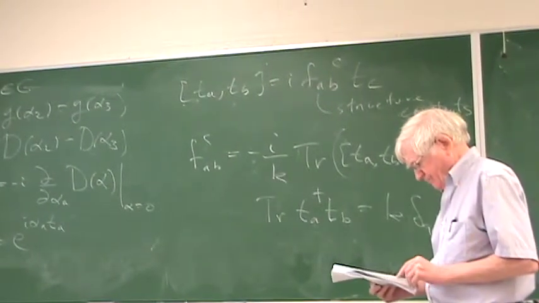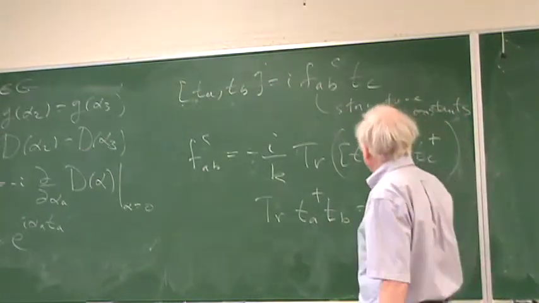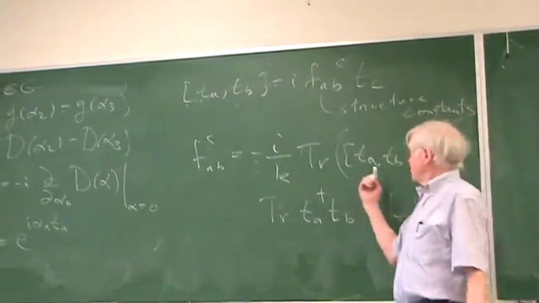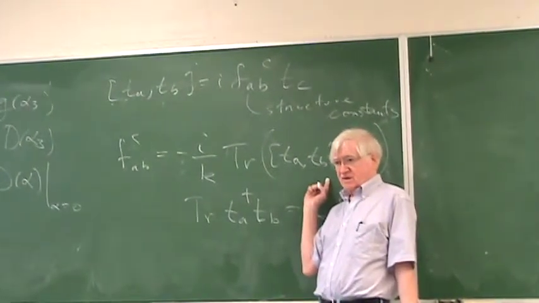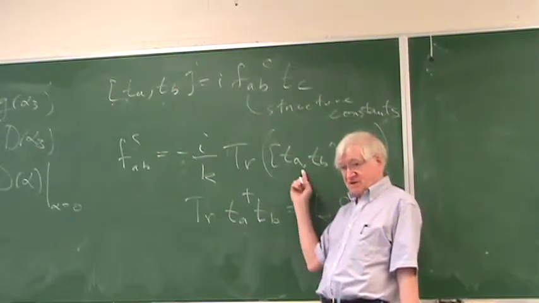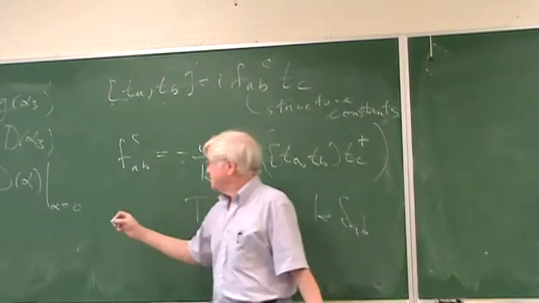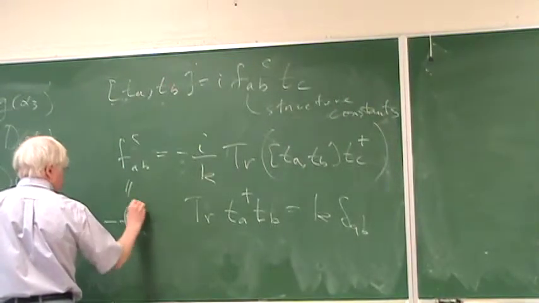Okay, you can see from this formula that the structure constants are always anti-symmetric in the lower indices. Because if you interchange B and A, you get a minus sign, because this is a commutator. And so this is equal to minus f BAC.